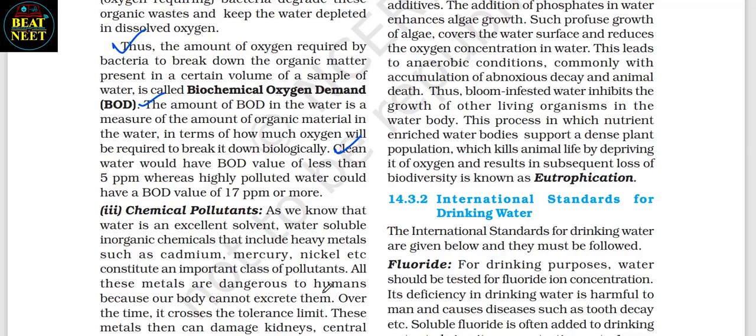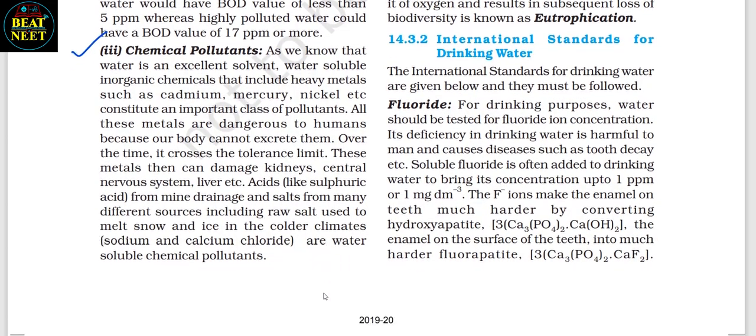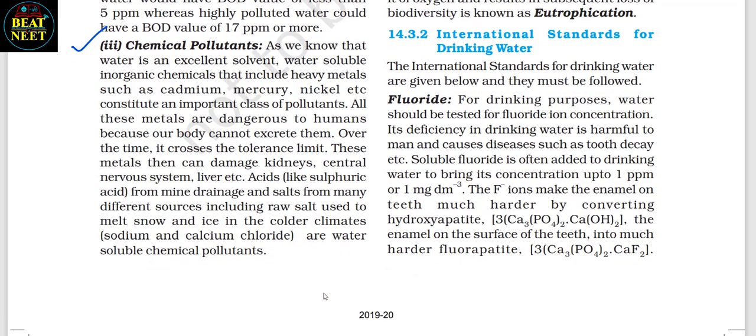Clean water would have a BOD value of less than 5 ppm, whereas highly polluted water could have a BOD value of 17 ppm or more. Number three, chemical pollutants. As we know that water is an excellent solvent, water-soluble inorganic chemicals that include heavy metals such as cadmium, mercury, nickel, etc. constitute an important class of pollutants.